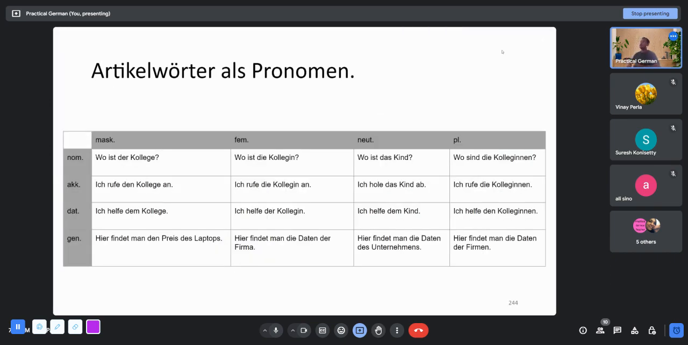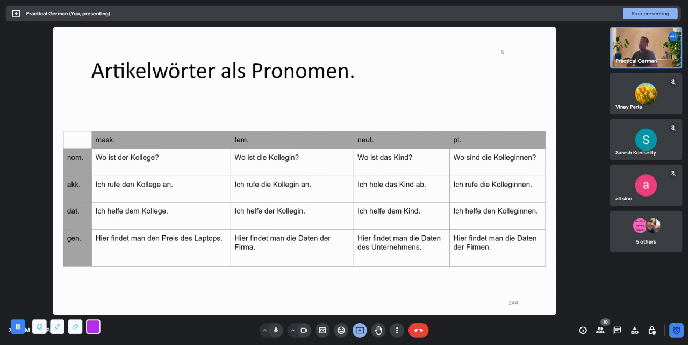Okay, let us start with Artikelwörter als Pronomen, that is, how to use articles as pronouns. Anyone wants to read? So on the screen you have a table. The table has five rows and five columns. In the first column you see the cases: nominative, accusative, dative, genitive, and the next four columns tell you that something is masculine, feminine, neutrum, or plural. I think it's obvious what is masculine, feminine, neutral, and plural. If not, please ask, but we'll talk about it.